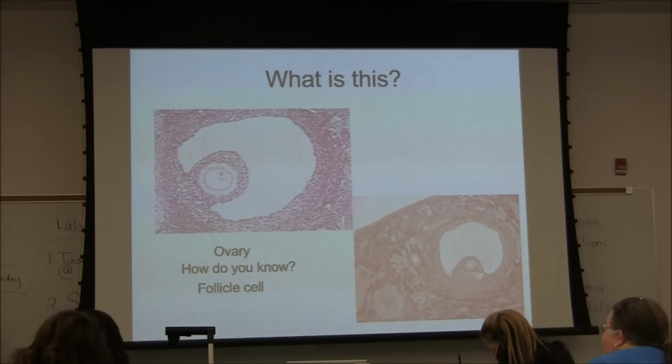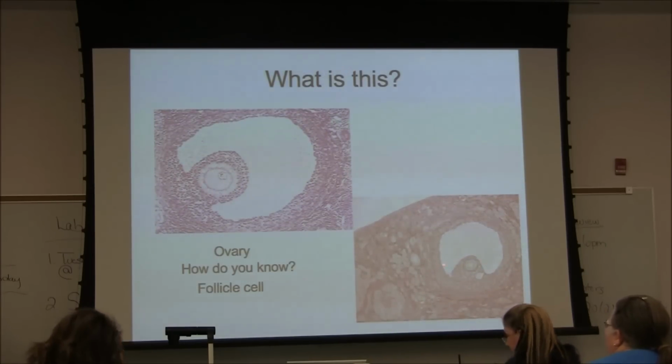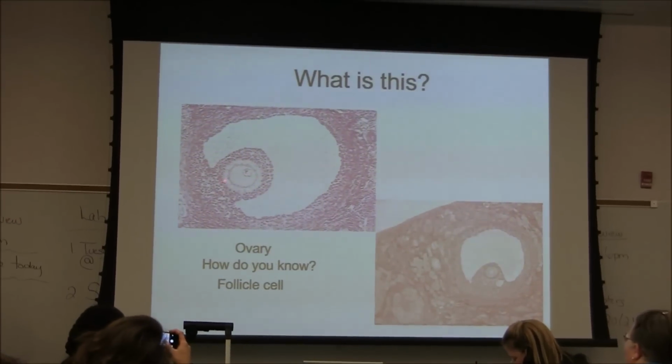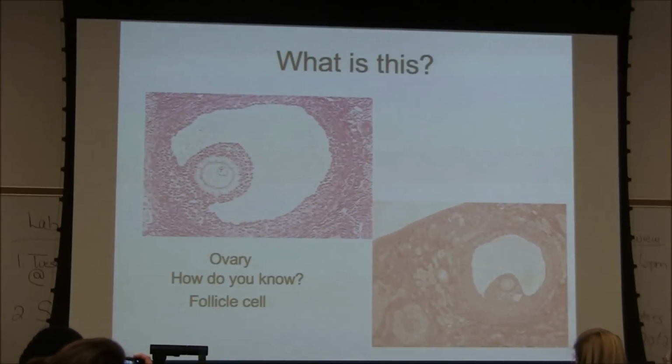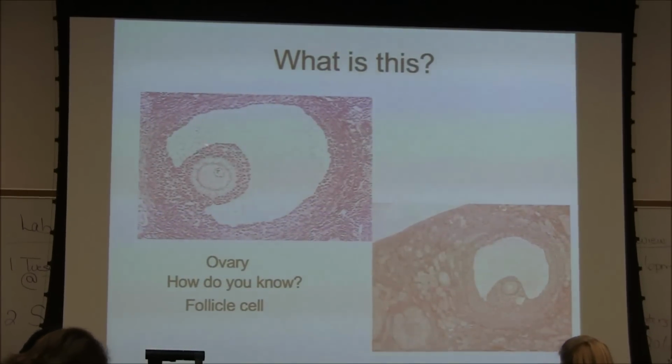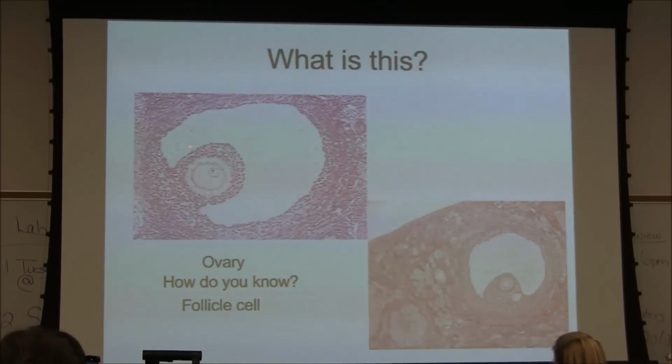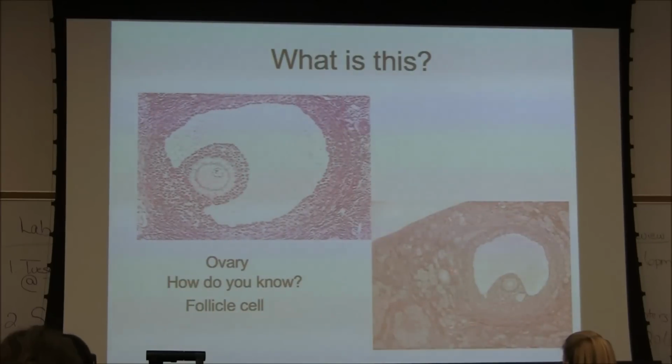The follicle cell, which is the egg, right? These guys right here. And here. And those are your egg cells. So this is the cat ovary. You know that because you have these egg cells.